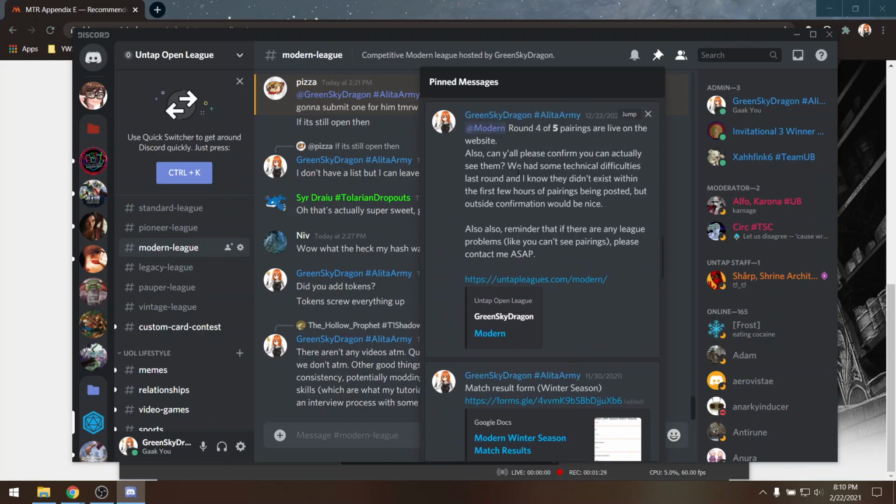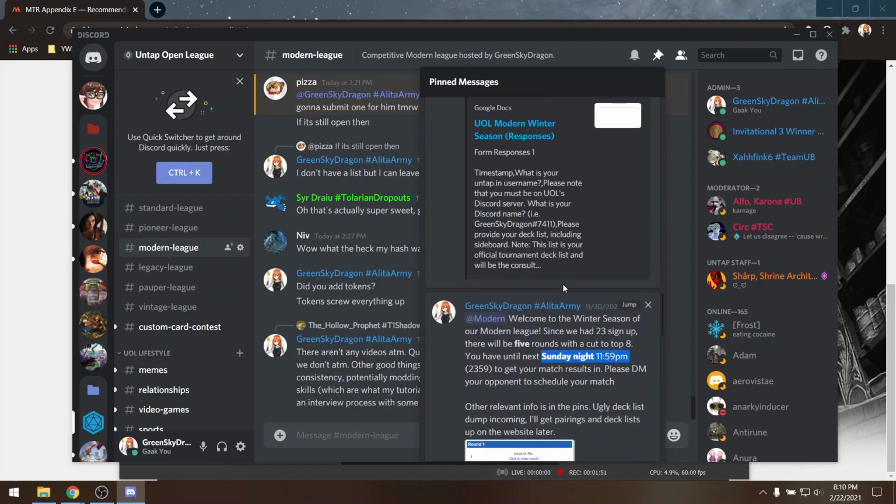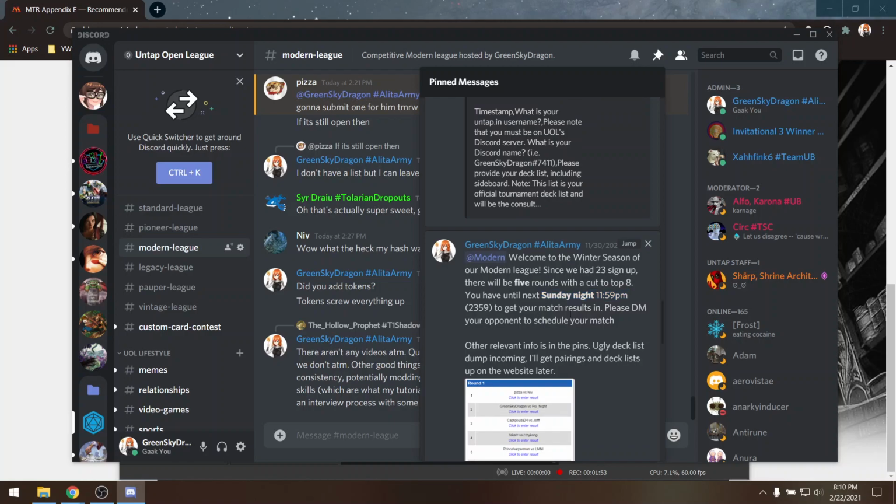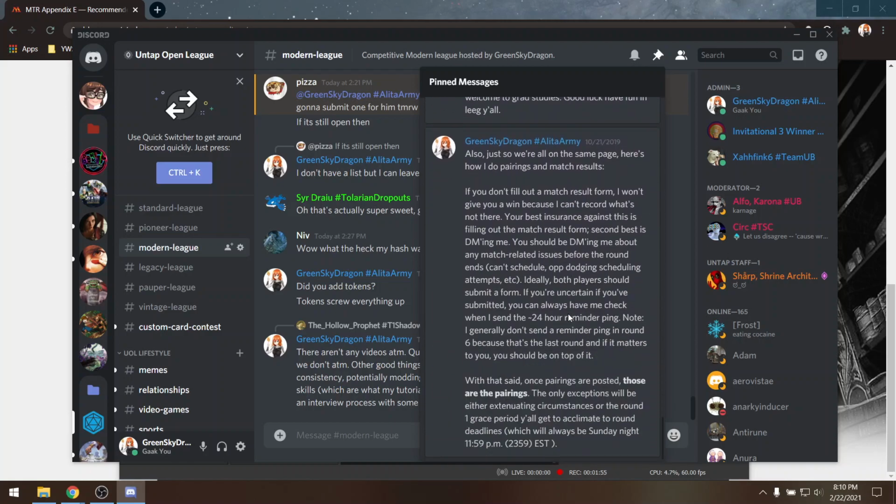And as you can see, for some of my later pairings, I've cleaned up my pins a little bit. So this is the round 4 pairings. As you can see, reminder for any league problems, yell at the tournament organizer. The round pairings are posted on the website. And some other information that's good to let them know. I have these permanently pinned in my channel. I don't expect the players to always read these, but they are there as reminders for both them and myself.